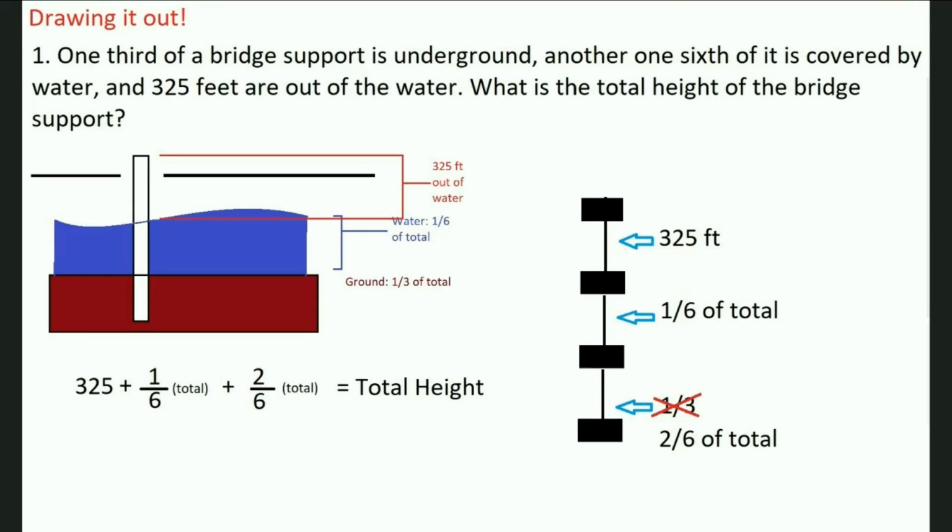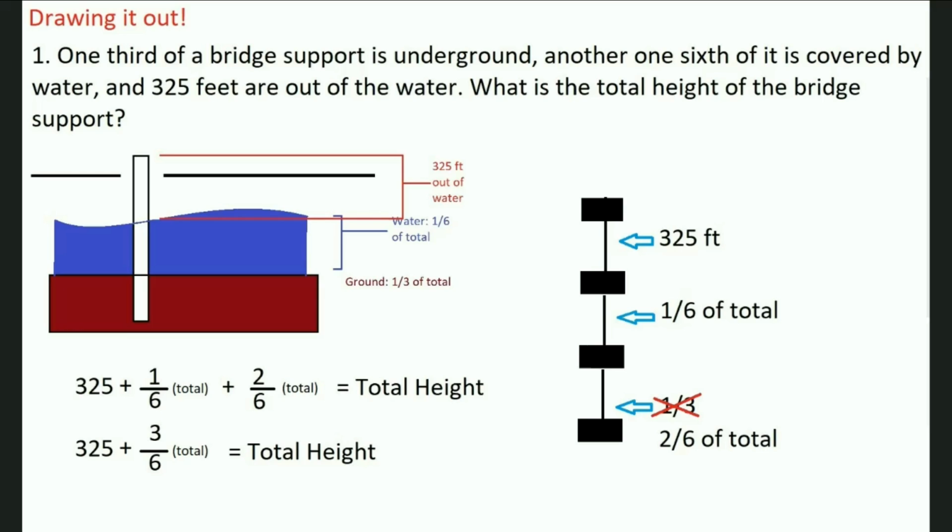Now, the next step I'm going to take is to think it through. We have 325 feet plus 1/6 of the total plus 2/6 of the total equals the total height. So this isn't an equation, this is just a way of looking at the entire bridge. All right, and so don't think of it as an equation, think of it more as, okay, this is the way we're gonna kind of take a look at this thing.